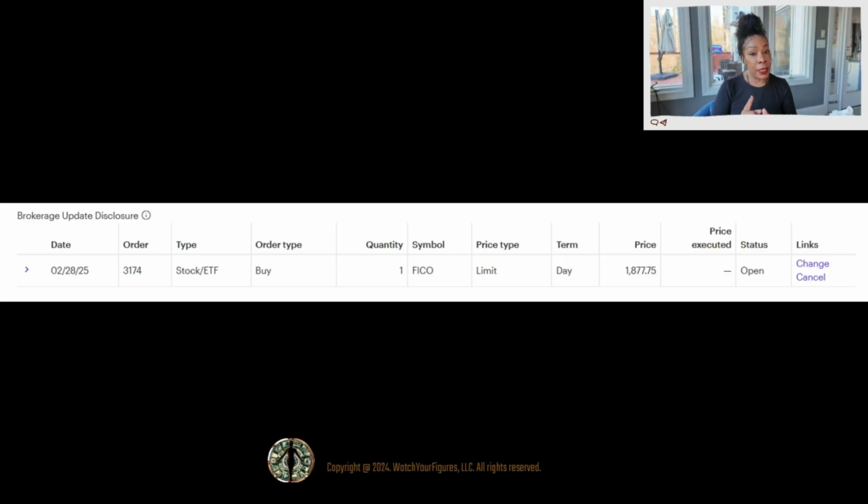Now, if we had said good for 30 days or good for 60 days, that order would stay in effect until it reaches that price, and then it will automatically buy or sell it for you at that price. But since I had good for today, and it's close to the end of the market, I'm going to just go ahead and keep it in. I was going to go ahead and cancel, but there's only like 1 minute before the market closes.